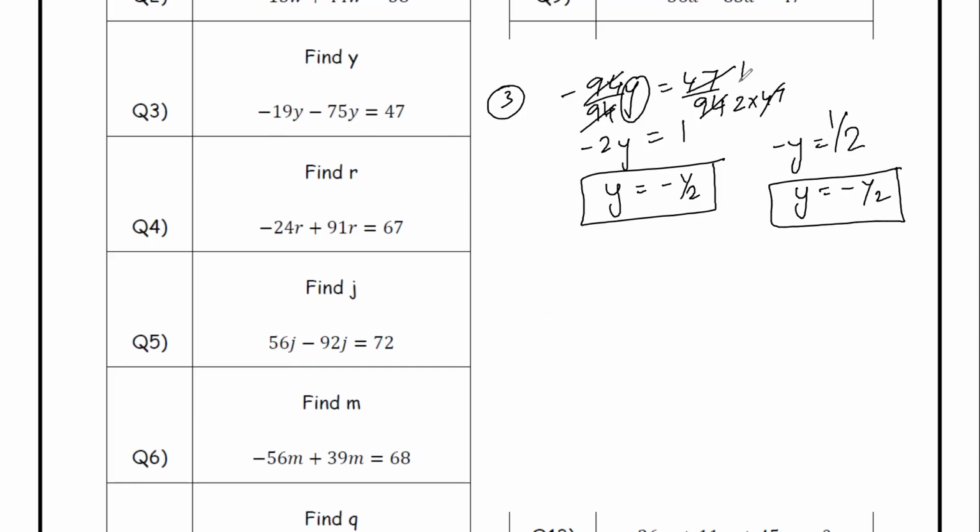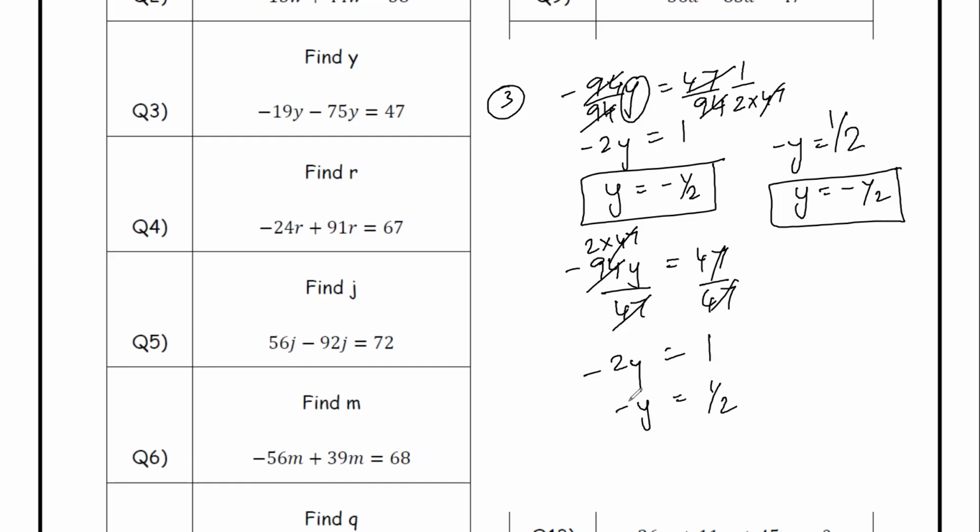2 is at the bottom, 1 is on the top. I could have even, instead of dividing by 94, divided by 47 on both sides. Doesn't matter. 47 goes with this 2 times. I got negative 2y is equal to 1. Divide both sides by 2. This 2 and 2 goes. So therefore y is equal to negative half.